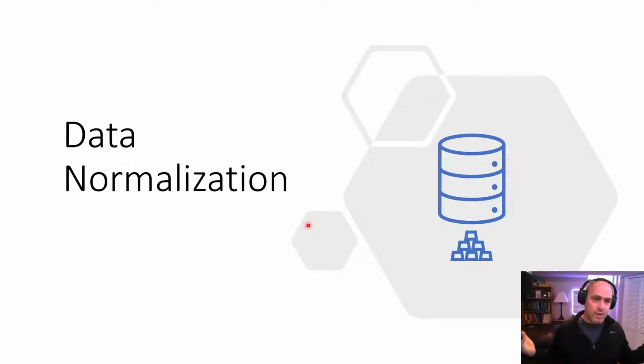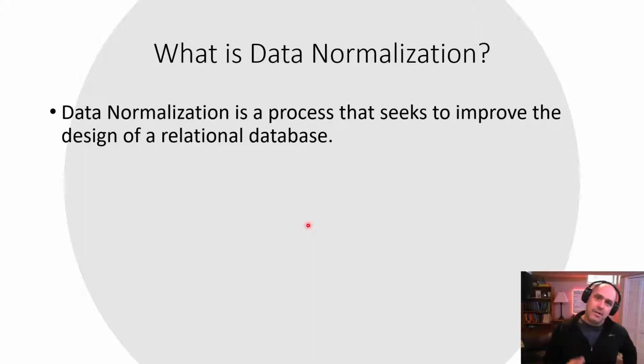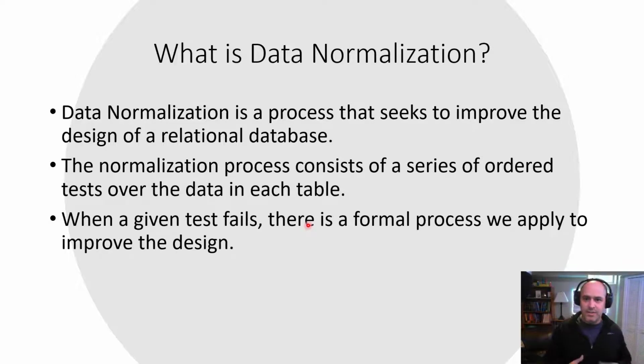Let's start out with what is data normalization. So data normalization is basically a process that seeks to improve the design of a relational database. The normalization process consists of a series of ordered tests over each of the data in every table that you have. So it's not something you apply to one table, you apply to every table. And when a given test fails, there is a process that we use to remedy the problem and improve the design.